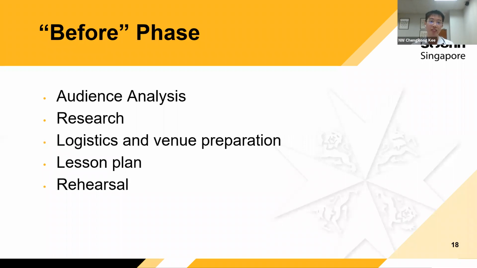The before phase, let me sum it all up. Audience analysis: the size of the target audience as well as their learning capacity. Research: ensure that only correct information is being passed down. Logistics and venue preparation: ensure that enough logistics are prepared and the venue is appropriate, where the audience can see and hear what you're saying. Lesson plan: to ensure that key objectives are all met, as well as the lesson schedule itself. Rehearsal: ensuring that everyone is clear of what they are doing and familiarize themselves with the content.